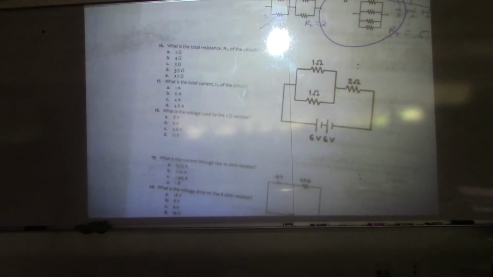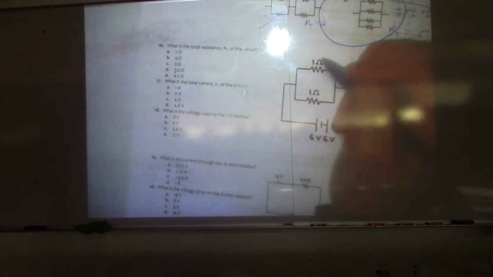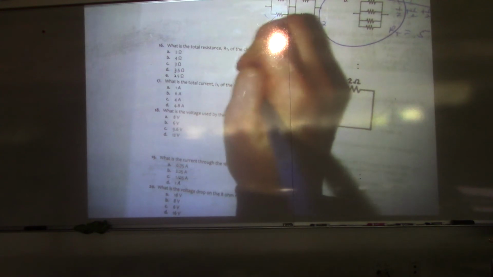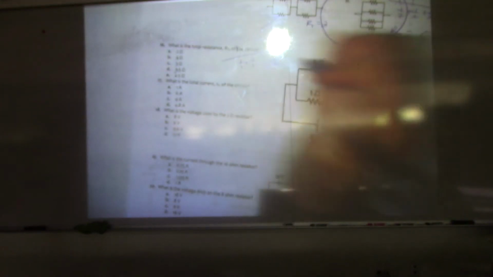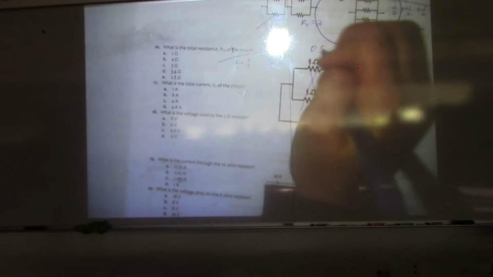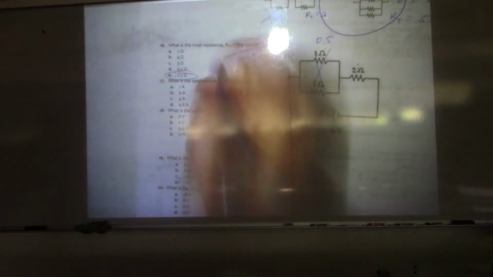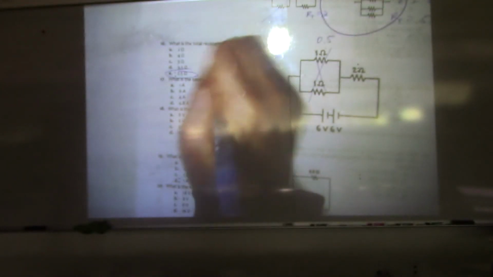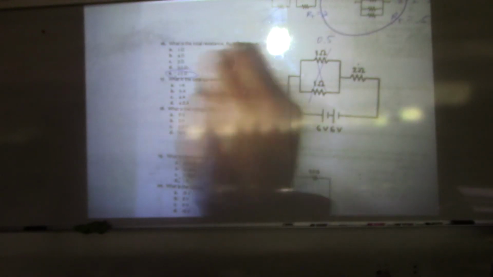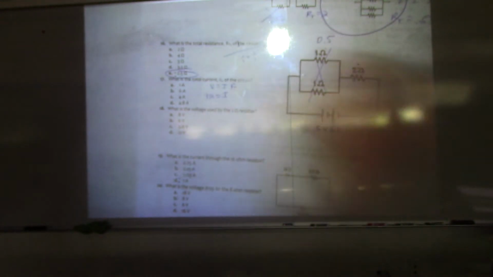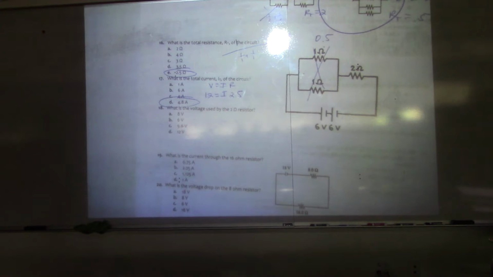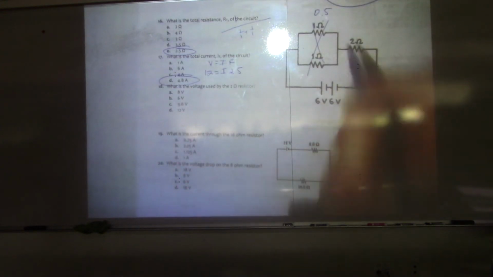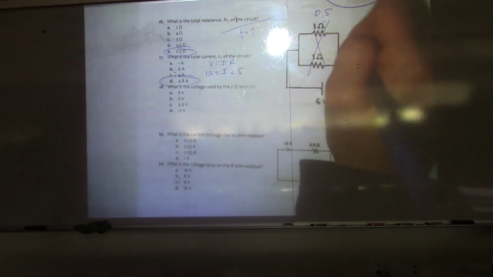Looking for total resistance of the circuit, so I need to combine these two. They're in parallel, 1/1 plus 1/1, and 1 over that, so that becomes 1/2, which is 0.5. 0.5 plus the 2 is an R total of 2.5. Total current, V equals IR. Total voltage is the 12 volts. Looking for I. Total resistance is 2.5. Divide over, you get 4.8. So the total current is 4.8 amps.